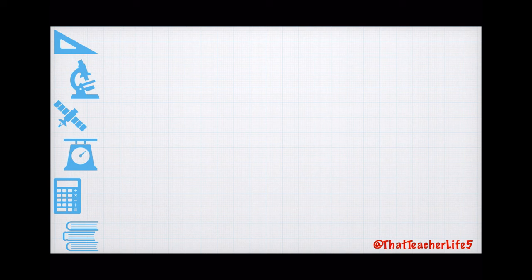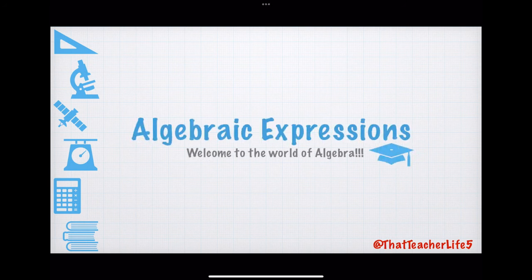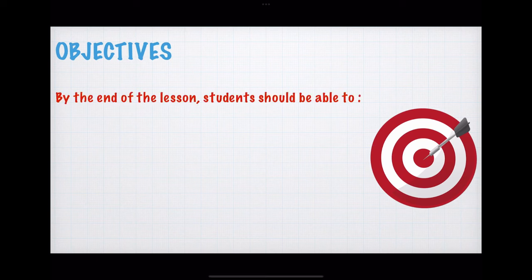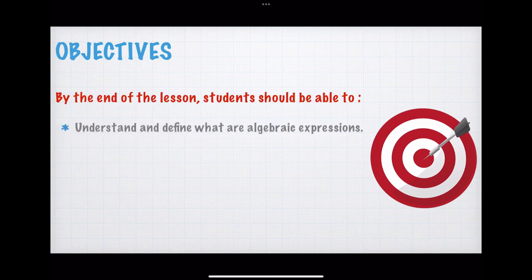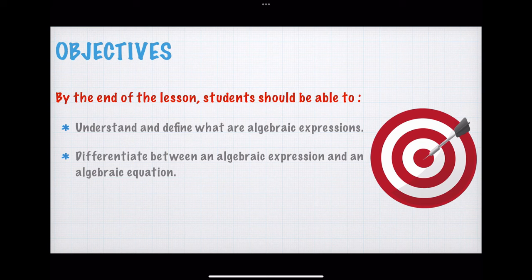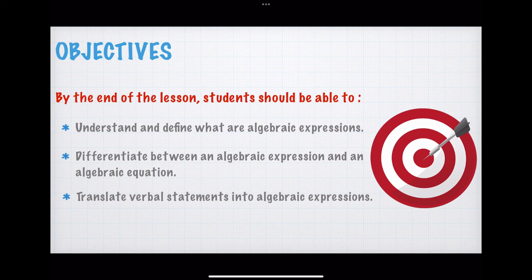Today we are starting off with a new chapter, Algebraic Expressions. But before we begin, let us quickly go through the objectives of today's lesson. By the end of today's lesson, students should be able to understand and define what are algebraic expressions. They should be able to differentiate between an algebraic expression and an algebraic equation. They must be in a position to translate verbal statements into algebraic expressions.